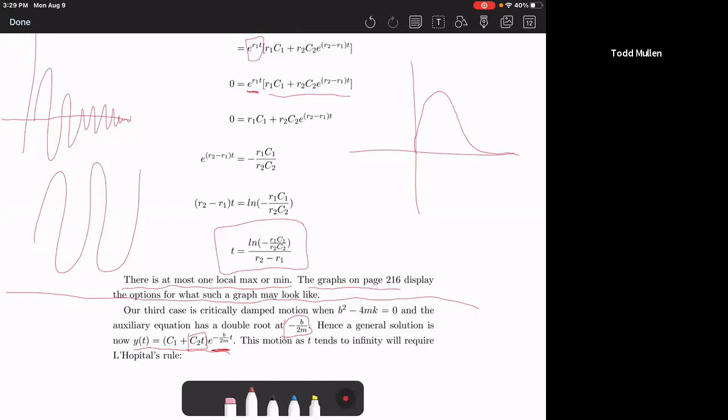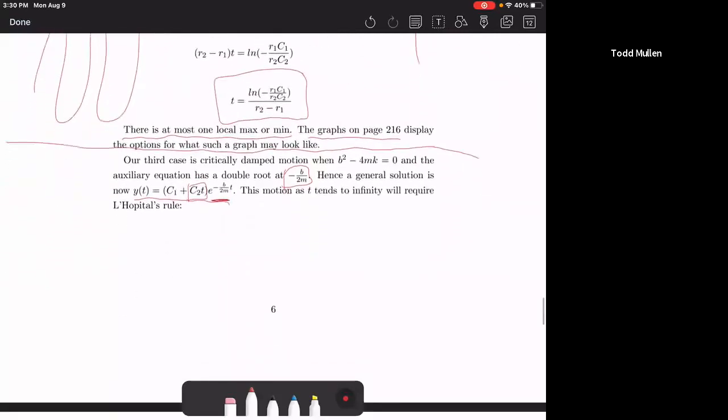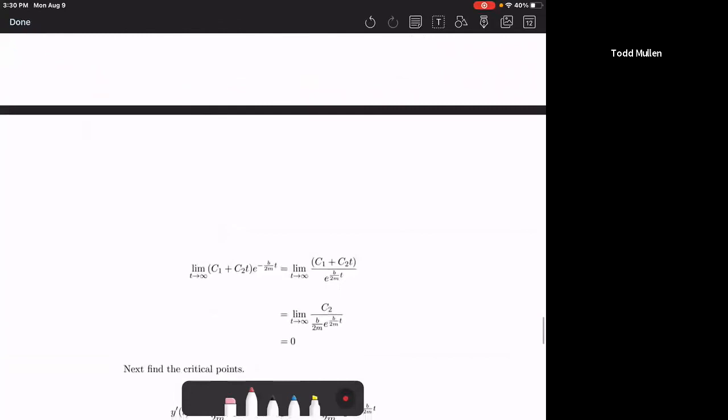This motion as t tends to infinity is actually going to require L'Hopital's rule. We want to know what is going to happen as t tends to infinity. Is it going to tend to 0 like this case, or is it going to tend to nothing like this case? We're not sure yet. So the reason L'Hopital's rule is appropriate is because we have a quotient here where both the top and bottom are going to go to infinity as t goes to infinity. So if we take the derivative of the top and the bottom, we get that the top is constant, but the bottom, the denominator, is going to go to, sorry, infinity, which means that the whole limit will go to 0.